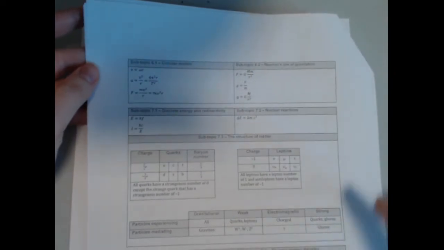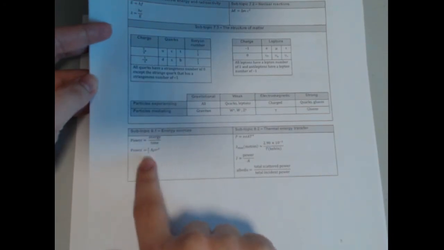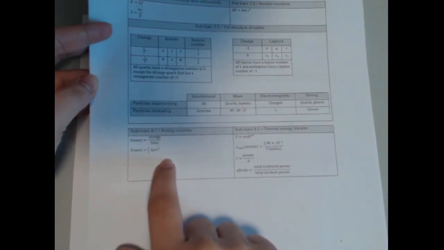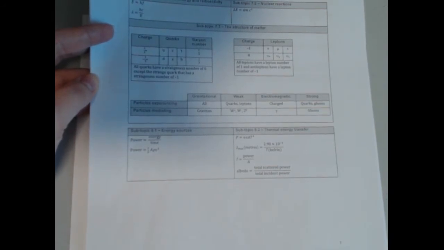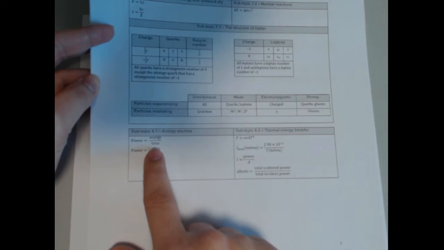Okay, so if you can take out your formula booklet, always have this out when you're going through the lesson. You're looking in box 8.1, so that is at the bottom of page 7. So box 8.1, energy sources, sure enough, those two formulas are right there. So we're going to see the first one today. And of course, power is equal to energy over time.